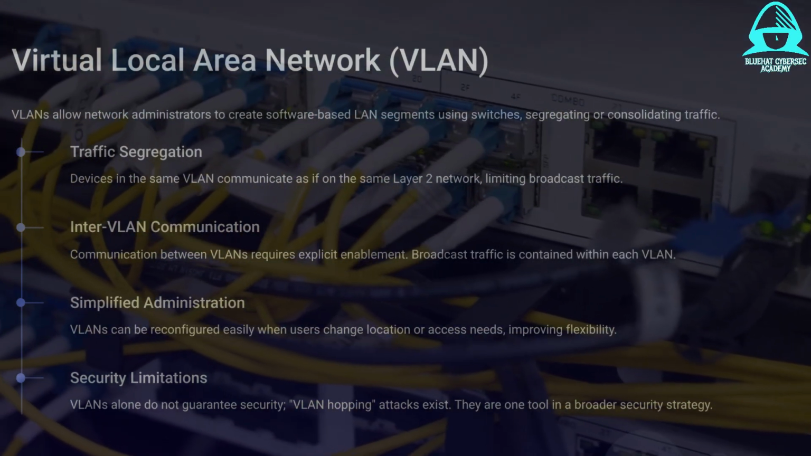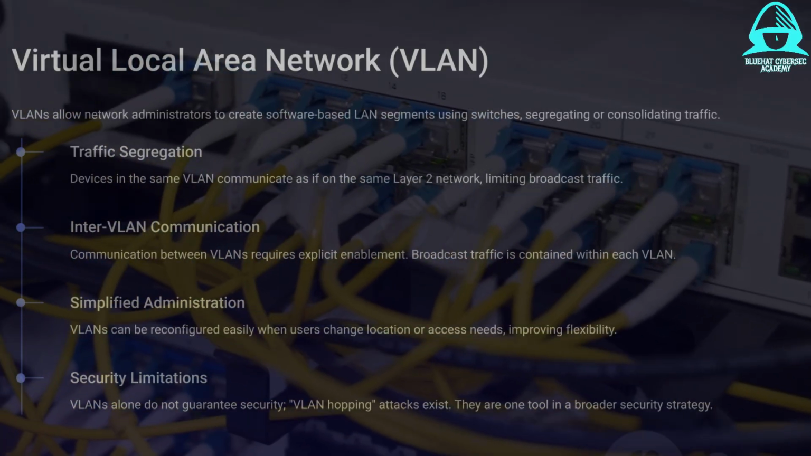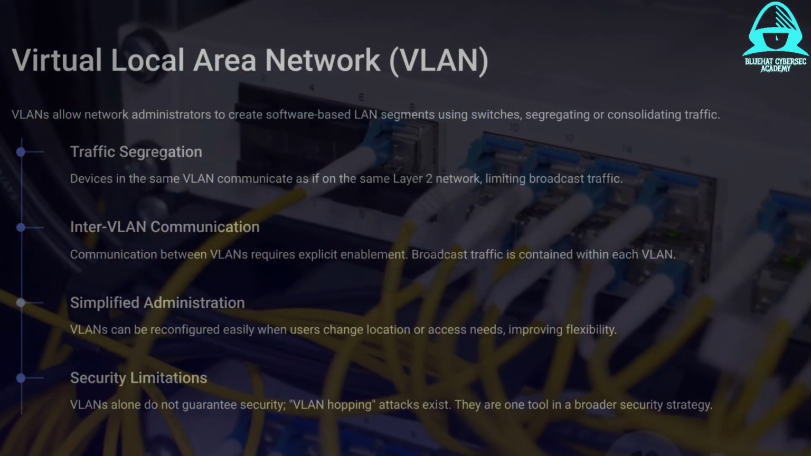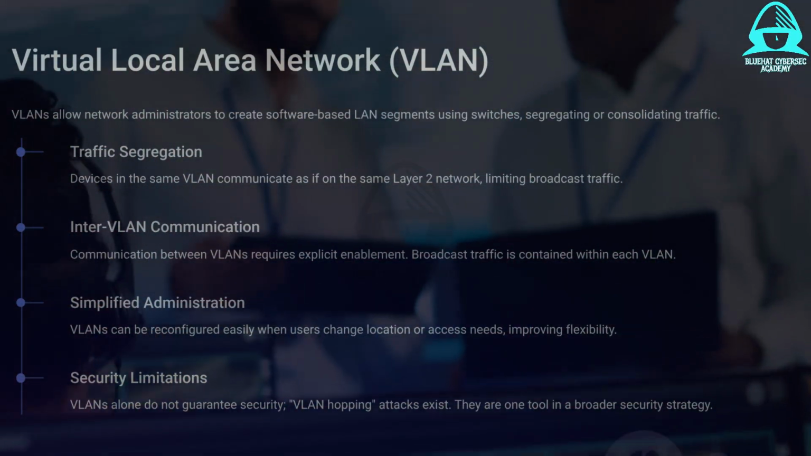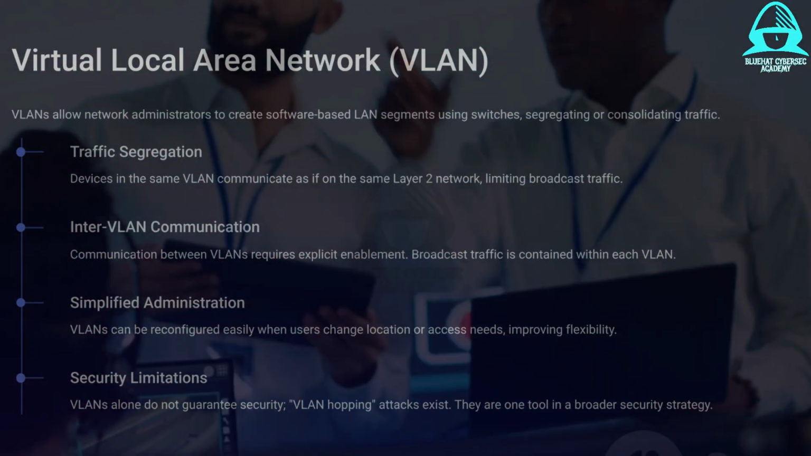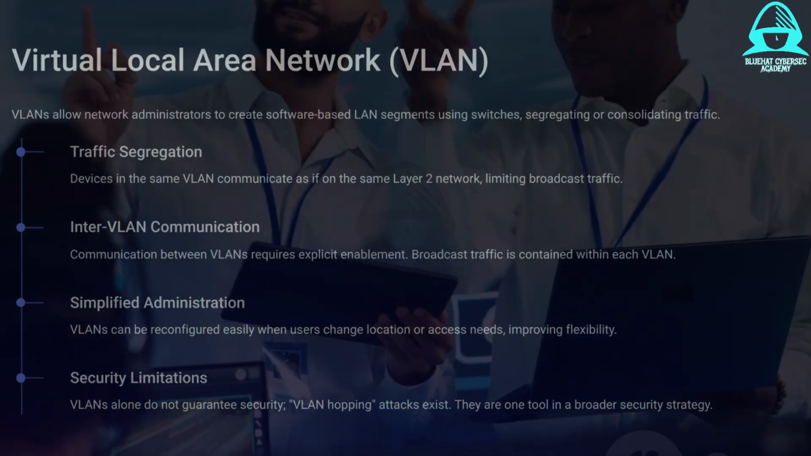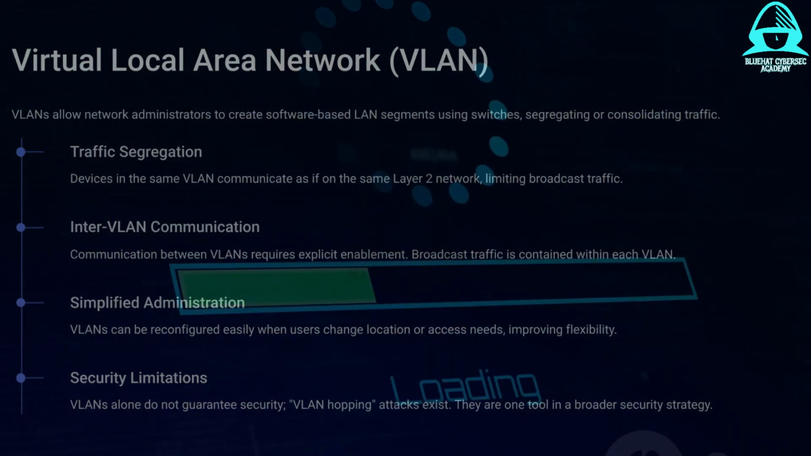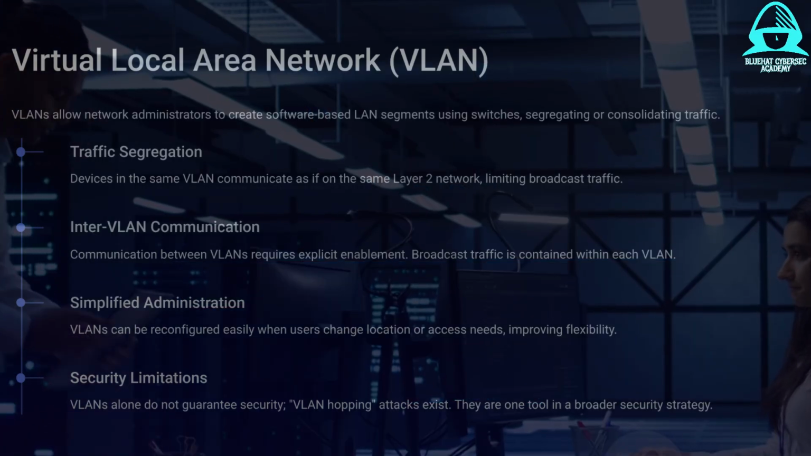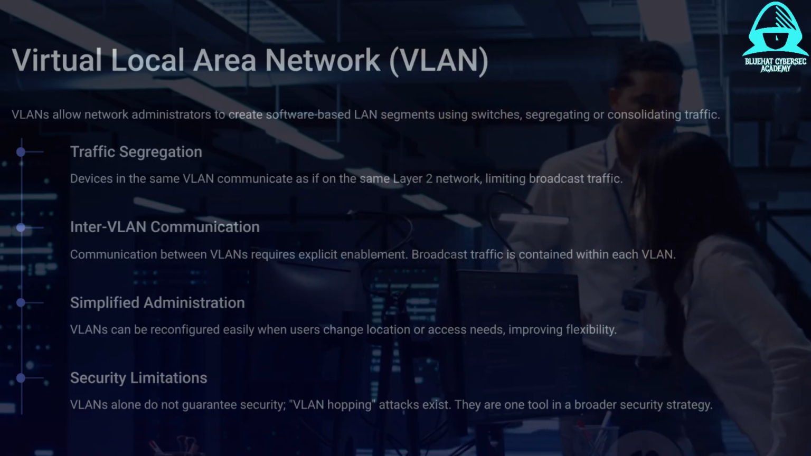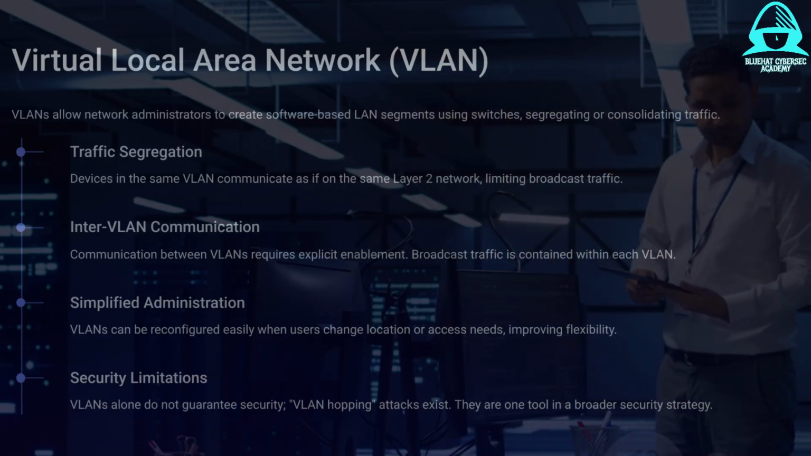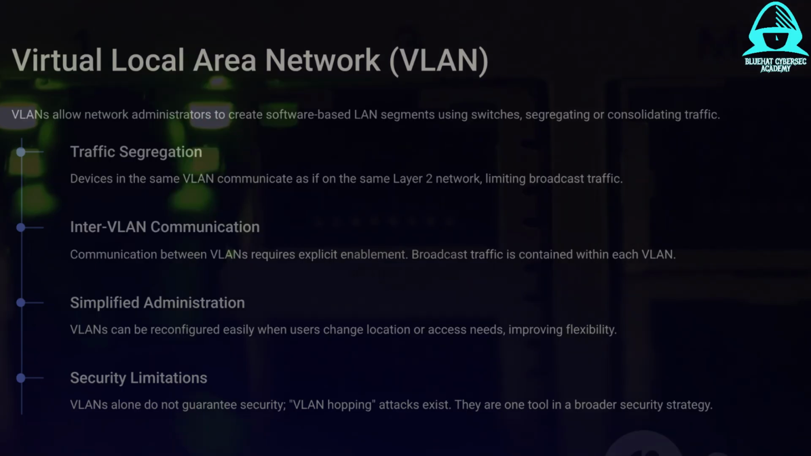Since VLANs act as discrete networks, communication between VLANs must be explicitly enabled. Broadcast traffic is limited to each VLAN, which reduces congestion and also reduces the effectiveness of certain types of attacks. Administration of the environment is simplified because VLANs can be reconfigured when individuals change their physical location or require access to different services. VLANs can be configured based on switch ports, IP subnets, MAC addresses, or protocols.